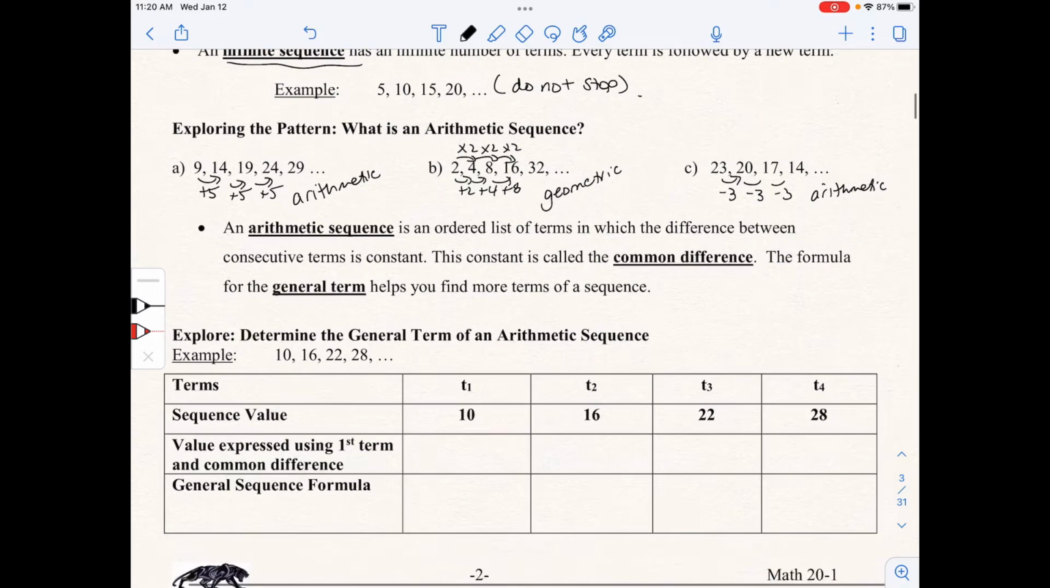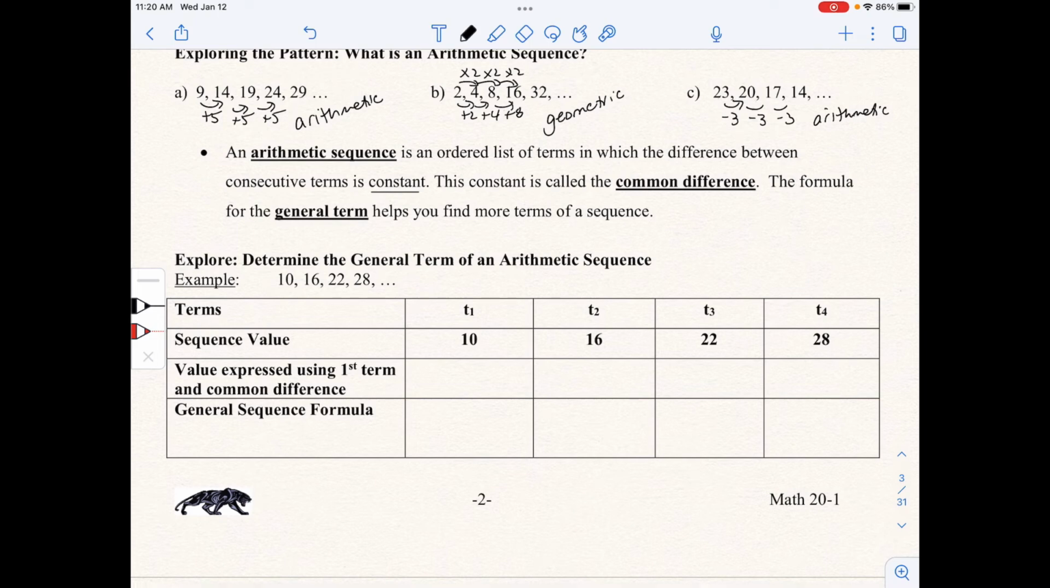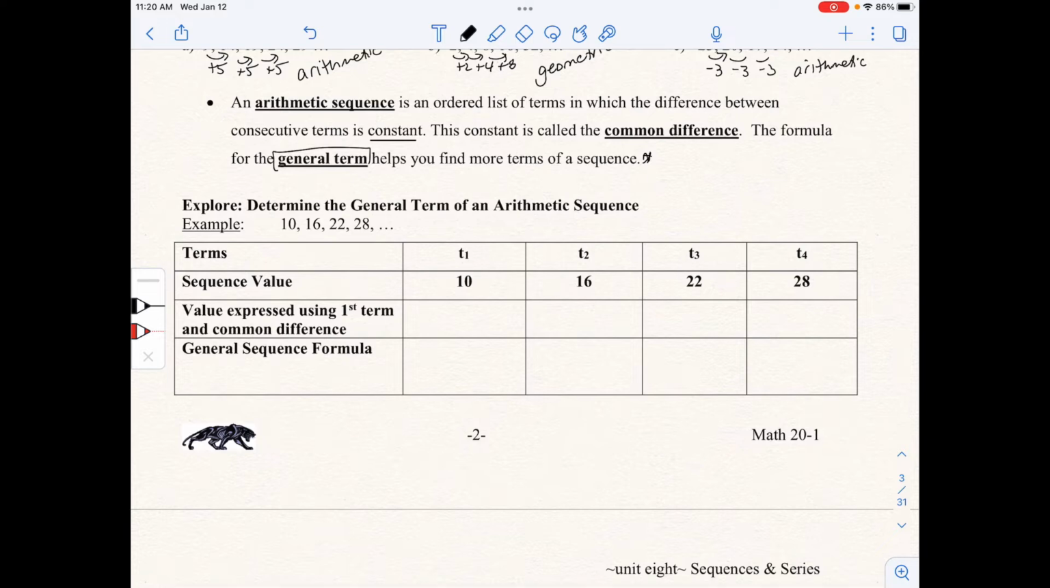So an arithmetic sequence is an ordered list of terms in which the difference between the consecutive terms is constant. The constant is called the common difference. And the formula for the general term can help us to find more terms of a sequence. This is what I didn't want to show you up above because I thought there's other ways to guess and test and figure that out. But we'll examine and develop the general term of the sequence right now.